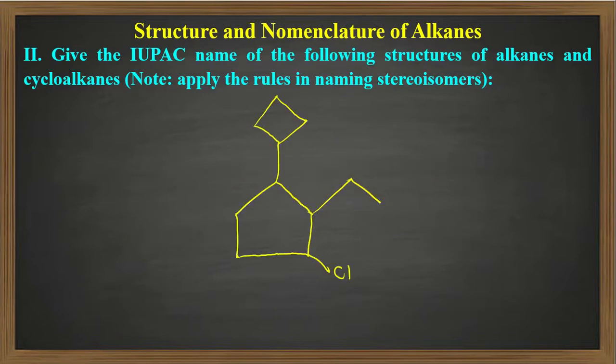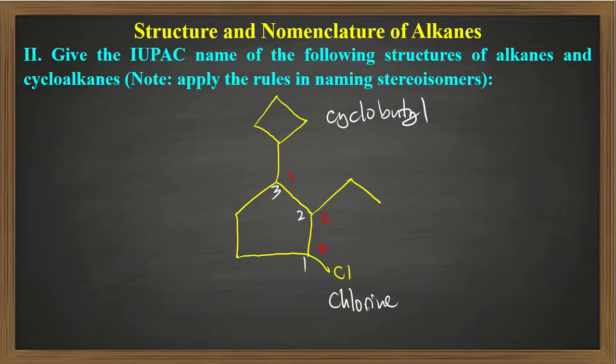Next, okay, this is a cycloalkane. So we have here a substituent, a chlorine. And then this is a cyclobutyl. Okay? So, where should we put our carbon number 1? If this is carbon number 1, this will be carbon number 2, and this will be carbon number 3. If this other one is carbon number 1, this will be carbon number 2, and this will be carbon number 3. Okay? It is equidistant.